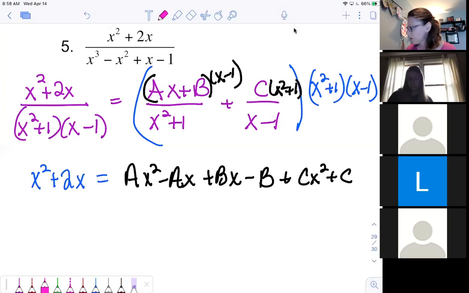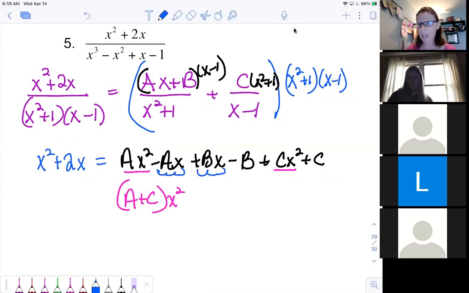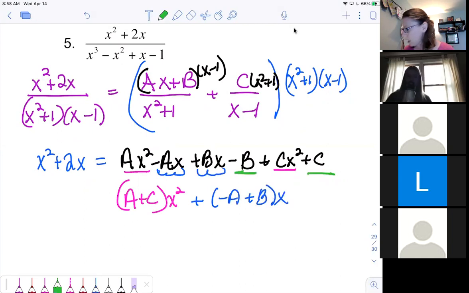Organizing all of your like terms, we have an ax squared and a cx squared. And then we have a negative ax and a bx. Again, keep that negative sign with the a. And then finally, a negative b and a c.